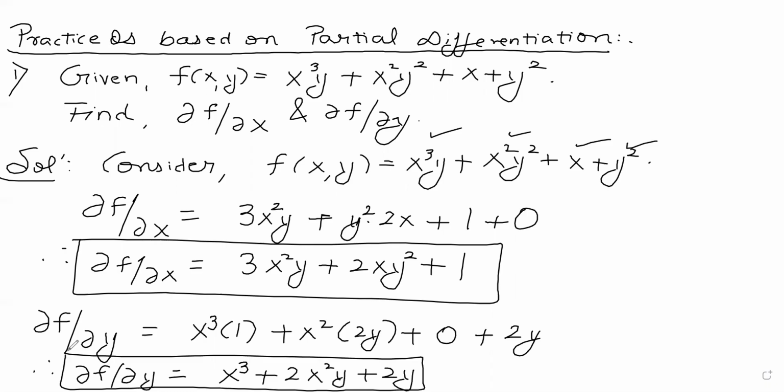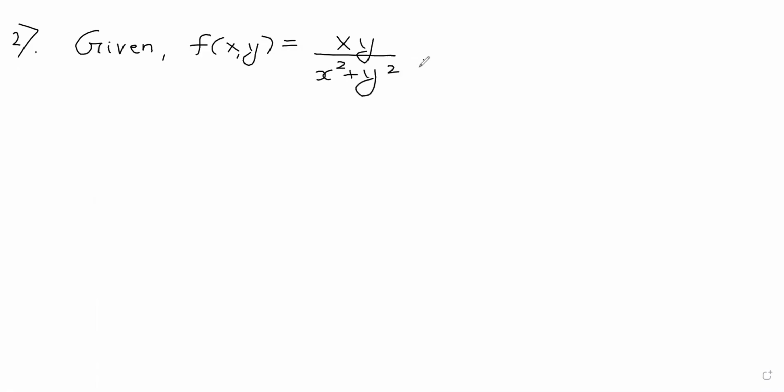So hoping all students have understood this question and have no doubts. Let's look at the second question now. Okay, given f of xy equal to xy upon x square plus y square. Again, the question asks to compute del f by del x and del f by del y.